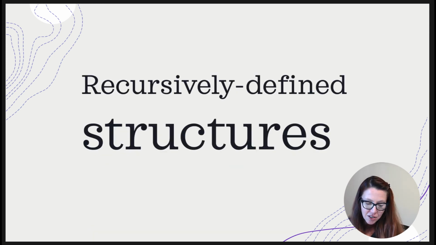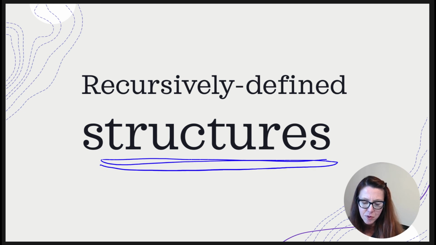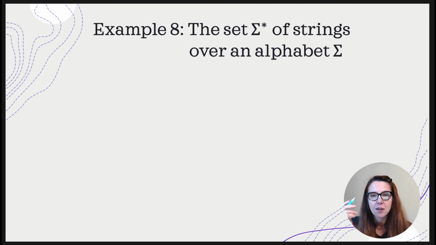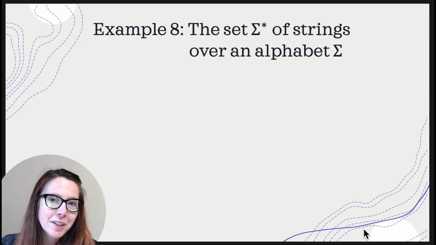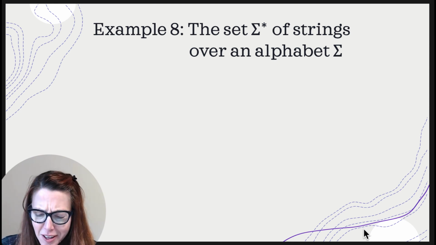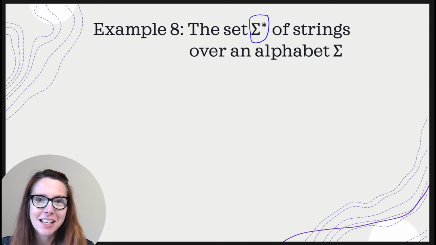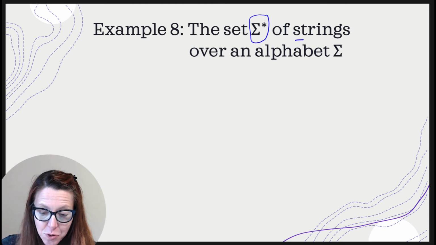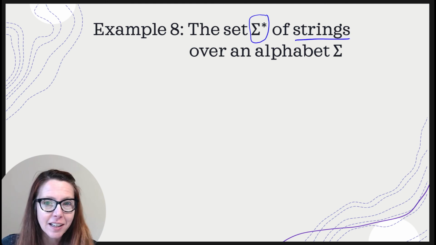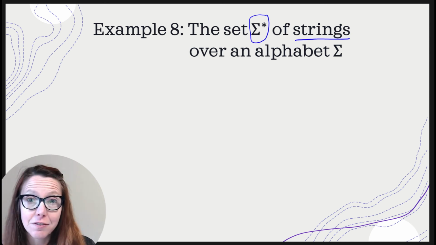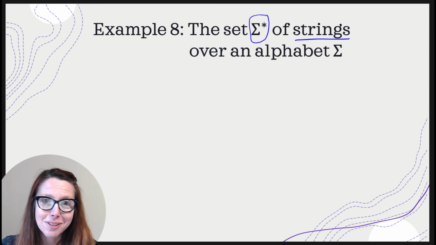Recursion can be applied to other things. So let's take a look at some recursively defined structures. And that might be different than you expect. One recursive structure that you might not have thought of as a recursive structure is the set, which we'll represent as sigma star, of strings over a specific alphabet. So for instance, in the English alphabet, we've got a finite set of symbols, the letters A through Z, that we can create strings out of. And we'll call that set sigma star.